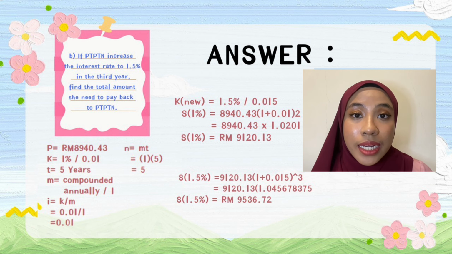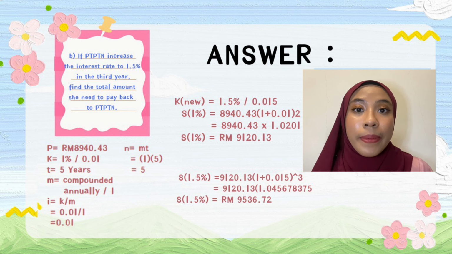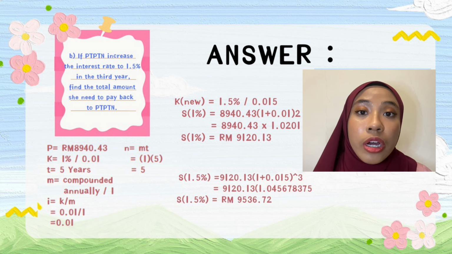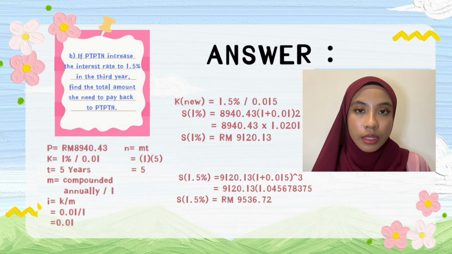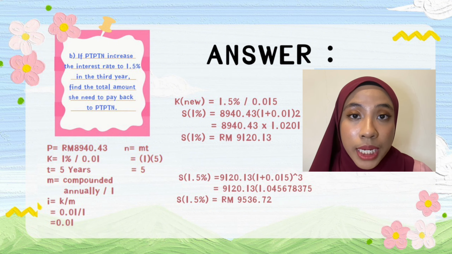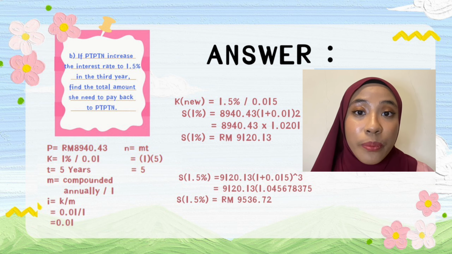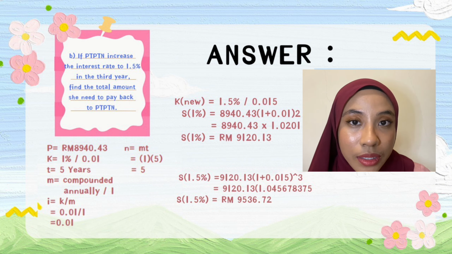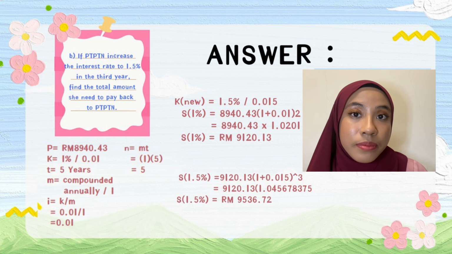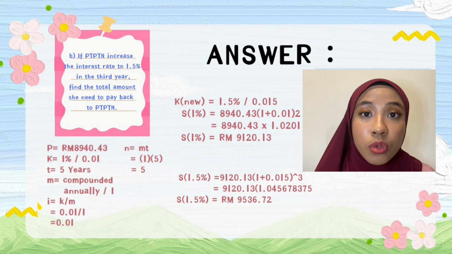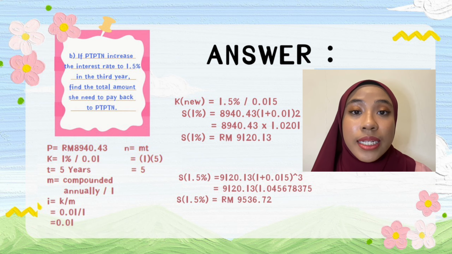After that, we have to calculate the amount Cik Wan needs to pay to the PTPTN by using the same formula, S equals P(1 plus I) to the power of N, but we change the amount of P to 9,120 ringgit and 30 cents. According to BODMAS, we solve the calculation in the bracket. So 1 plus 0.015 to the power of 3, we will get 1.045678375, and then multiply by 9,120 ringgit and 30 sen, and we will get 9,536 ringgit 72 sen.